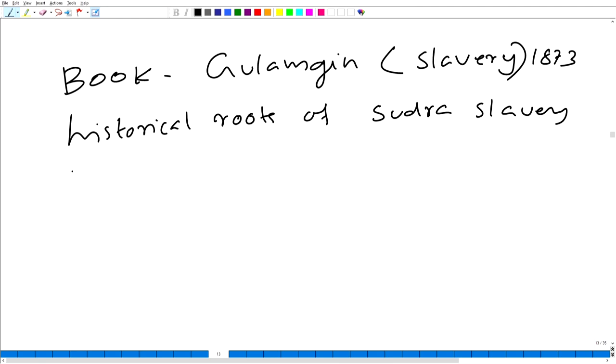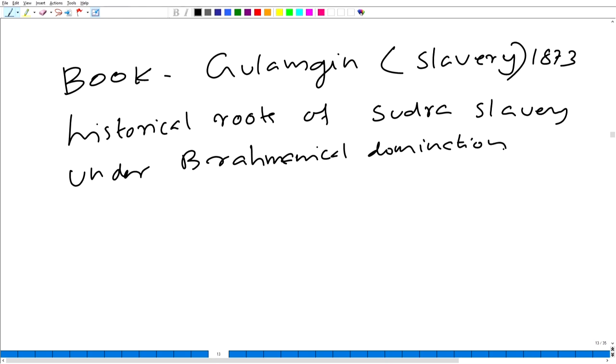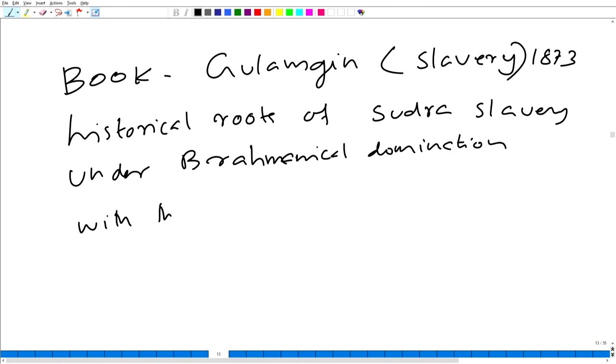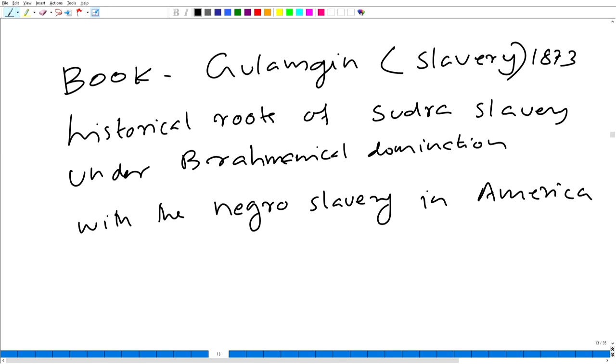And under Brahmanical domination. Gulamgiri was the book authored by Jyotirao Phule. It analyzes the historical roots of Shudra slavery under the domination of the Brahmins, and he compared it with the Negro slavery in America. In this book, he compared the slavery of the Shudras with the Negro slavery in America.